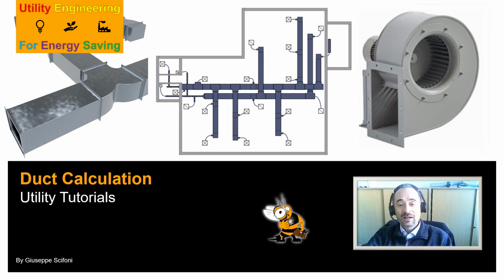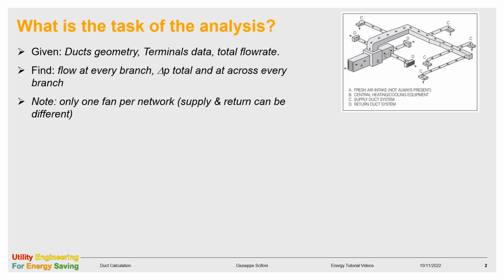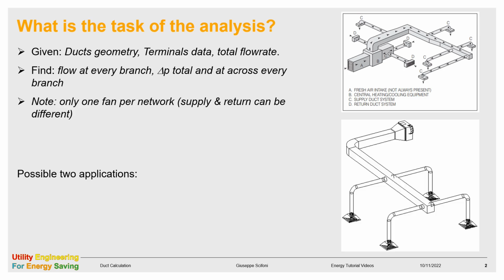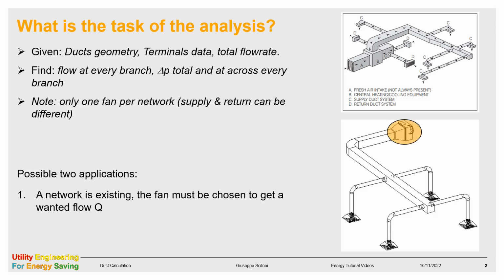Let's see together how. The problem we must solve is the following. Given is the duct geometry, the data of the air terminals, and the total flow. We need to find the flow at every user, the delta P across the fan, and across every branch. We assume to have only one fan per network, but of course there can be many networks, for example, supply, return, exhaust, and intake.